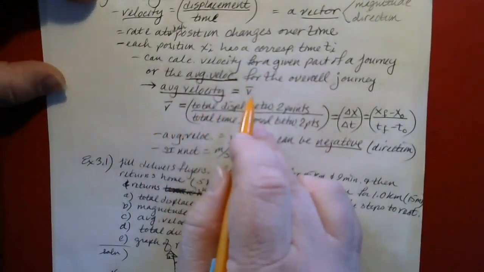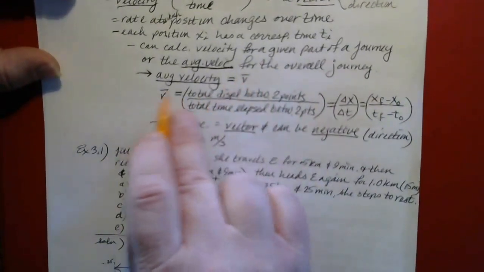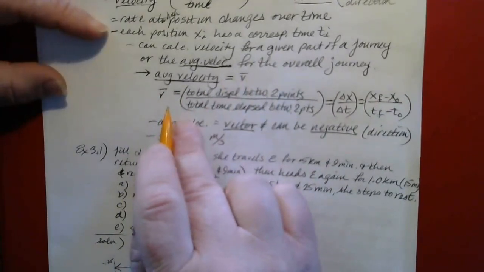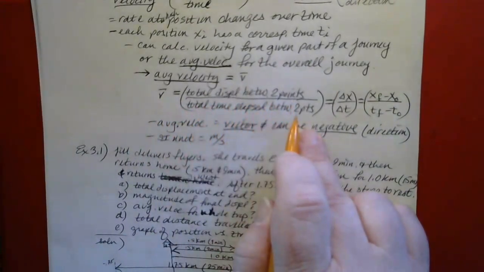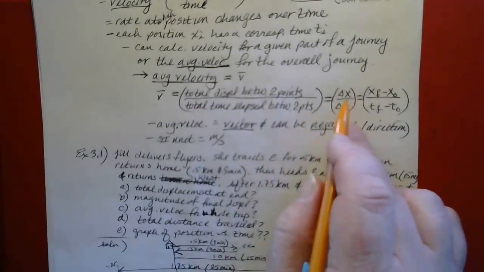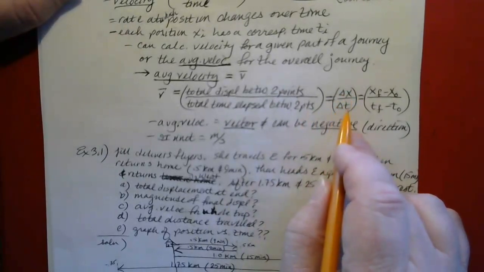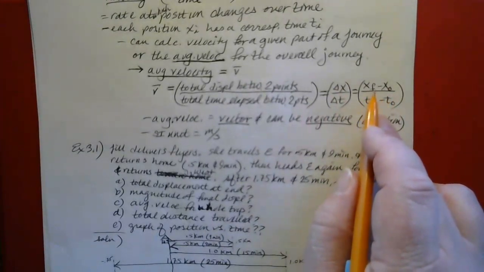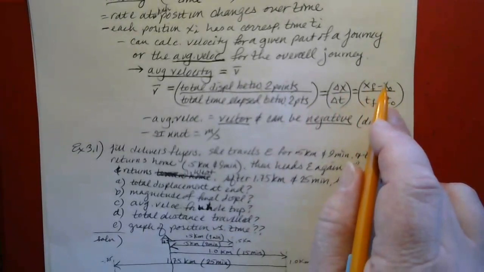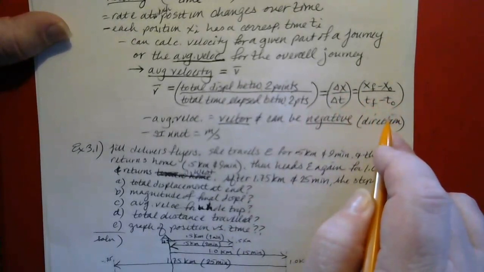Average velocity is symbolized by v with a line over it. When you put a line over something, that generally means average. So v average is just the total displacement between 2 points divided by the total time elapsed between the 2 points. That's often written as delta x over delta t. That is change in x position over change in time. Or in terms of individual points, it would be the final x position minus the original x position divided by the final time minus the initial time.